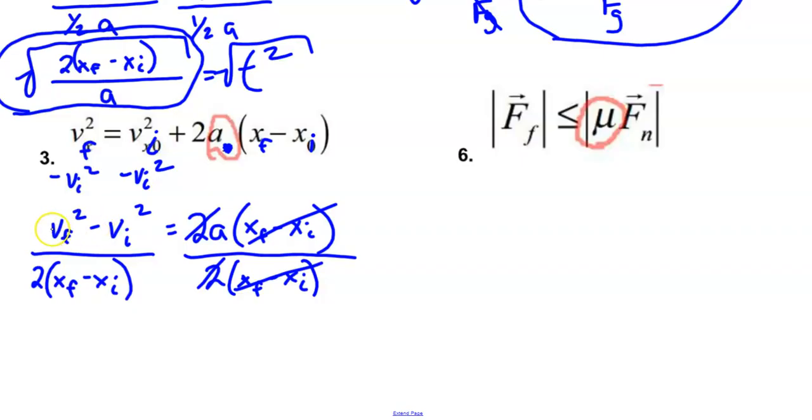over 2(XF minus XI). Note, this needs to be written this way. You can't put the VF and the VI together in parentheses and then square it, because that's something different. That is not algebraically equivalent to what it's written here. So that's the final answer there.